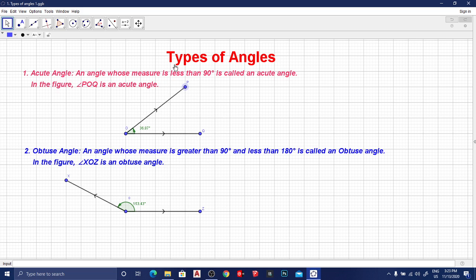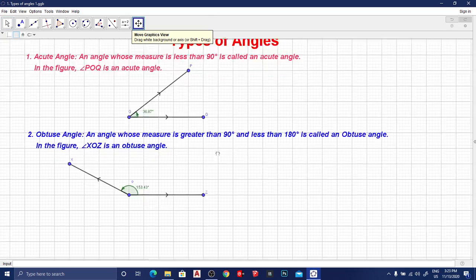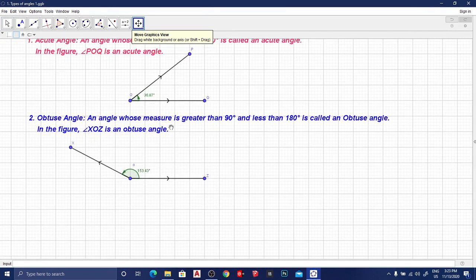Next, obtuse angle. What is the meaning of obtuse angle here? Here, after reaching 90 degrees, that is called the right angle. Okay, if it is like this, this is called the right angle. After the right angle, when it rotates like this up to 180 degrees, below 180 degrees and above 90 degrees, all these angles are called obtuse angles.